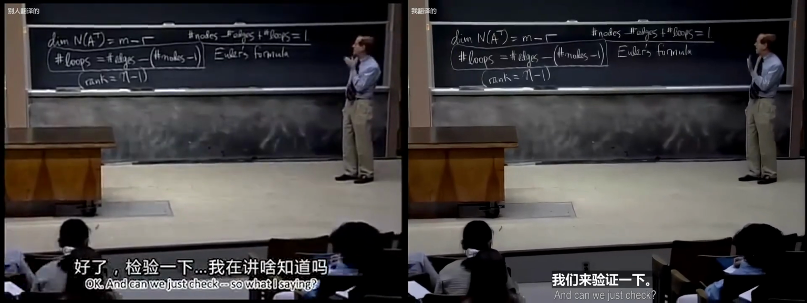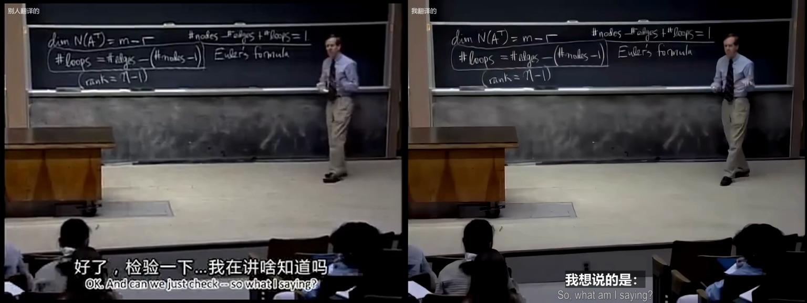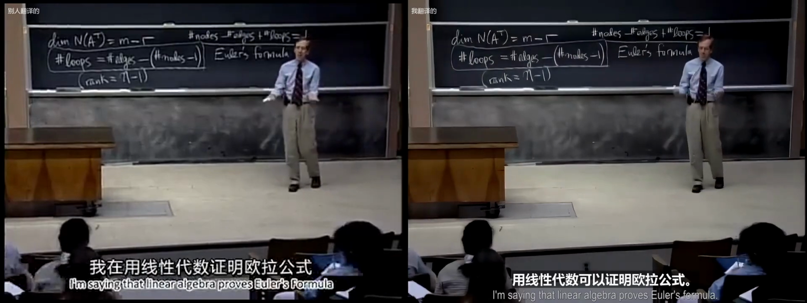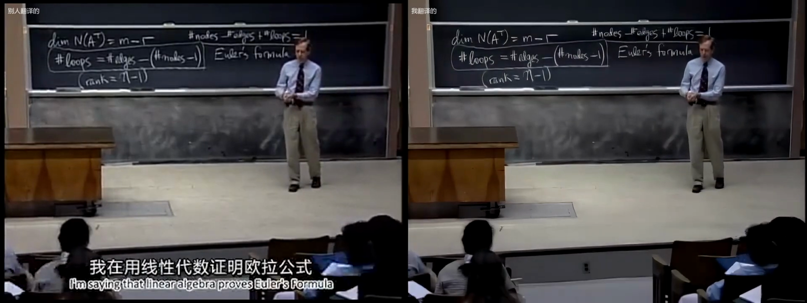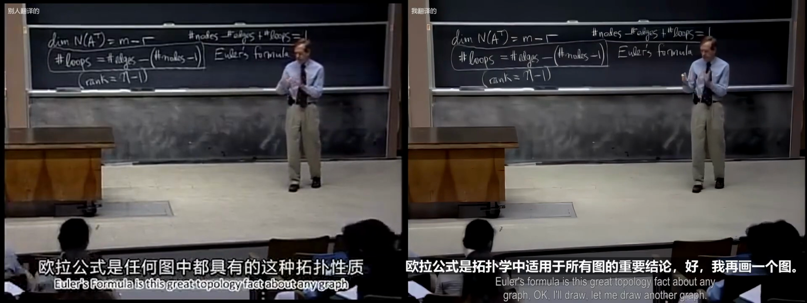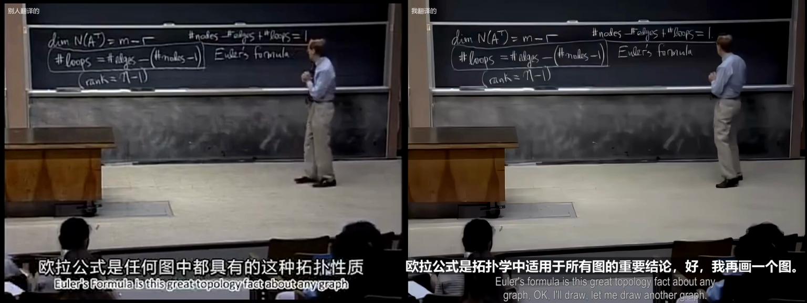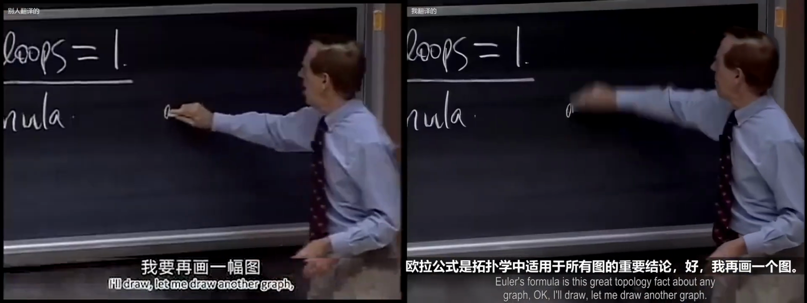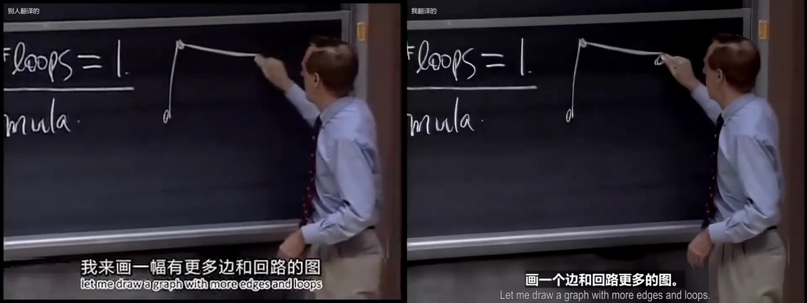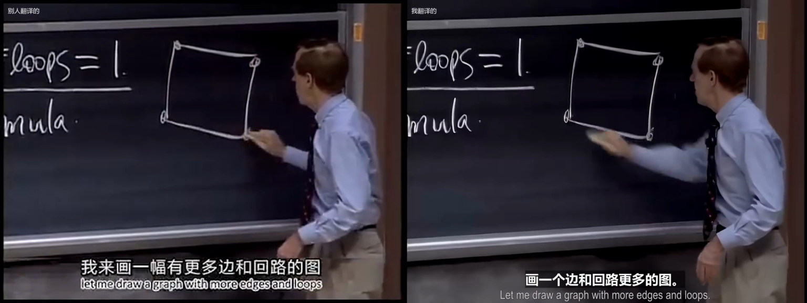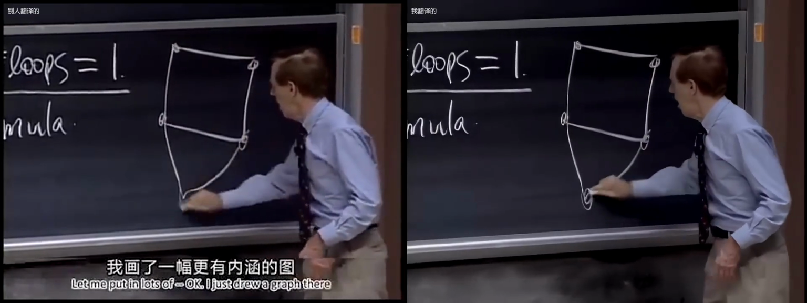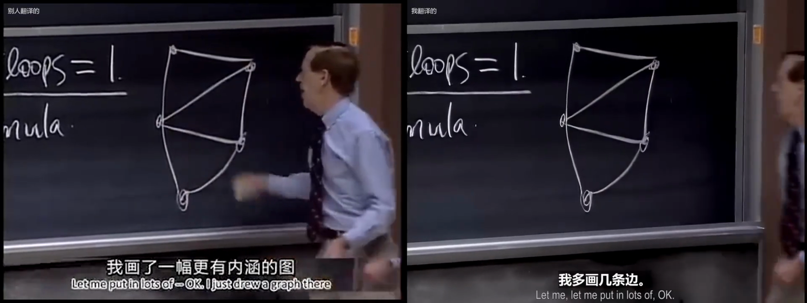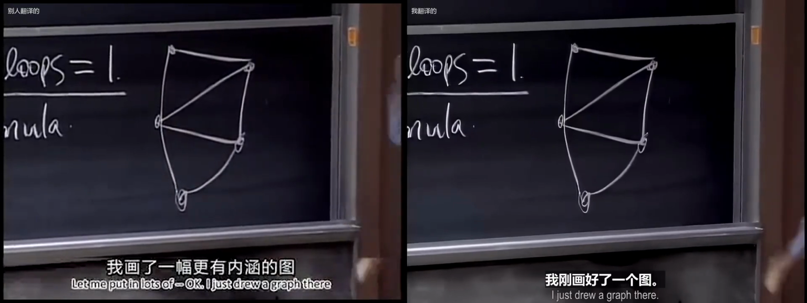And can we just check? So what am I saying? I'm saying that linear algebra proves Euler's formula. Euler's formula is this great topology fact about any graph. Let me draw another graph. Let me draw a graph with more edges and loops. Okay, I just drew a graph there.